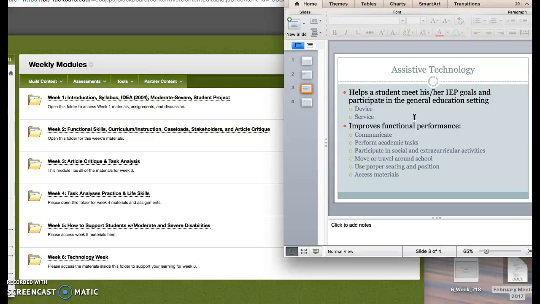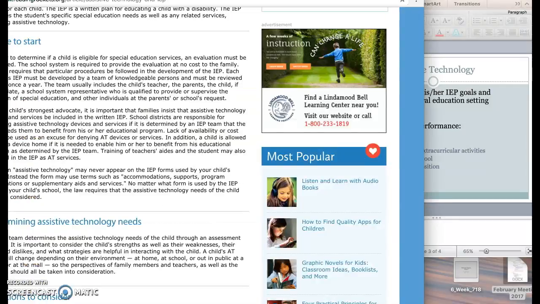And these devices and services are there to help kids increase the amount that they're able to socially communicate, access the general education curriculum, move about school or to and from school. And also it might help them with proper seating and position, which we talked about, especially with mobility disabilities, the importance of having very good posture and safe seating arrangements. And also just in general, assistive technology helps students access the materials.